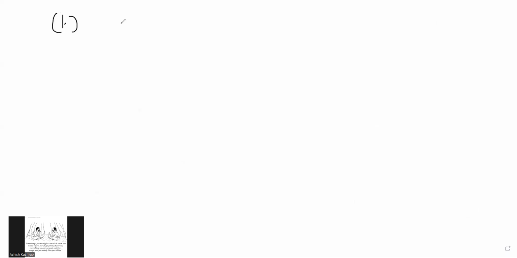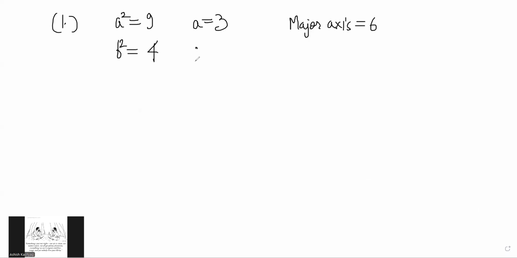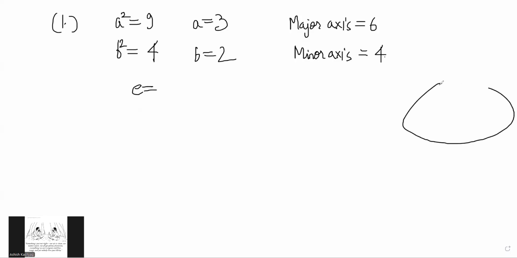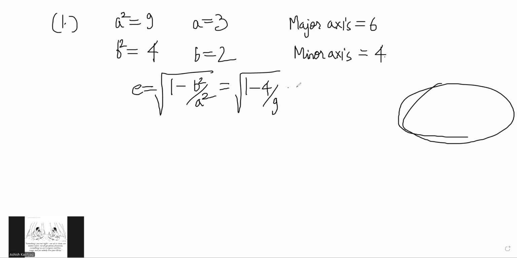First of all, we know that a square is 9, so a is 3, so major axis is 6. b square is 4, so b is 2, so minor axis is 4. Eccentricity, because it's a standard ellipse where a is greater than b, is the square root of 1 minus b square by a square. So 1 minus 4 by 9. So root 5 by 3 is my eccentricity, right?